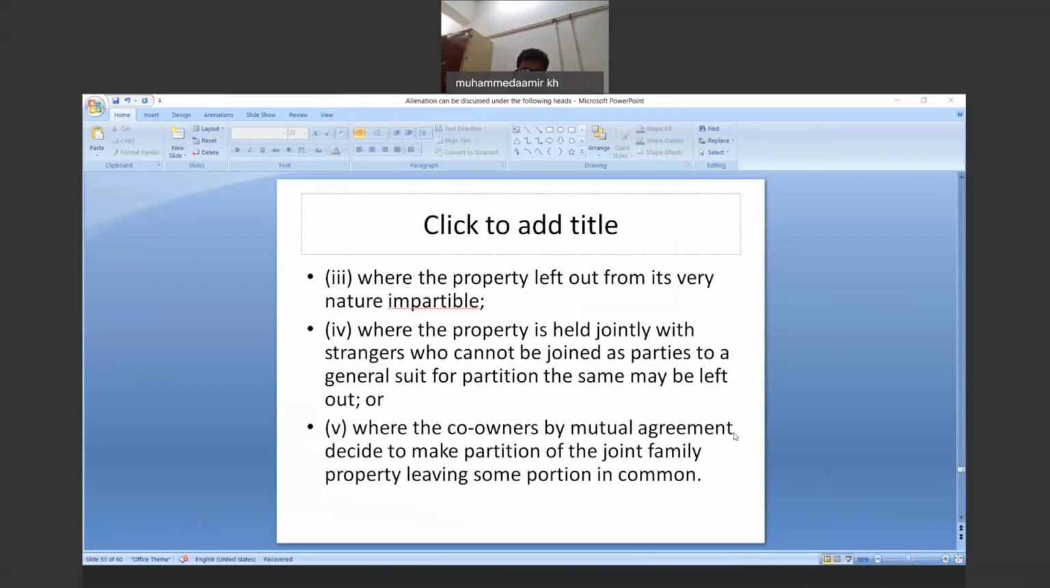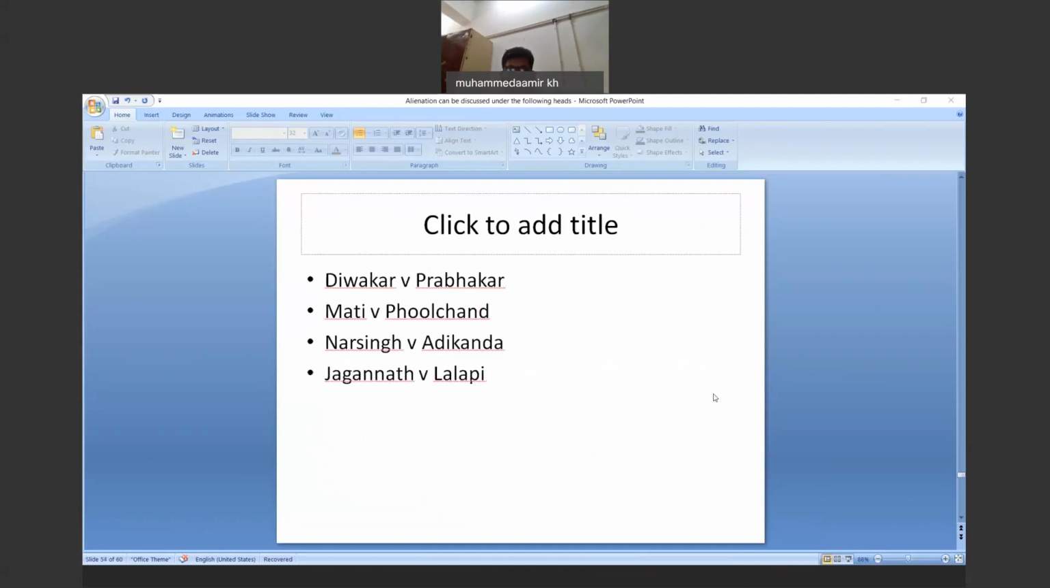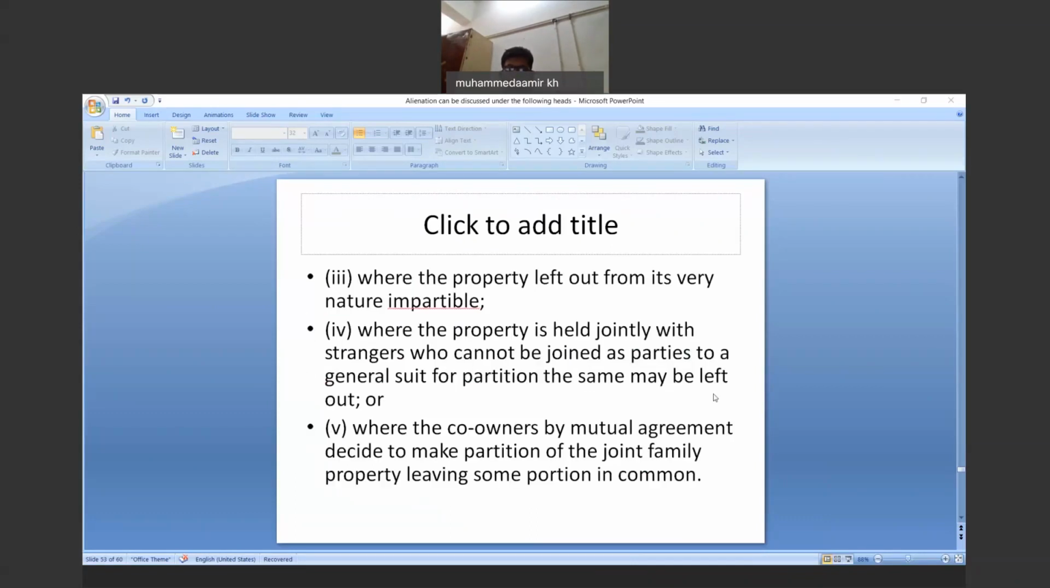where the property, from its very nature, is impartible. Where the property is held jointly with strangers who cannot be joined as parties to a general suit for partition, the same may be left out. Or when the co-owners by mutual agreement decide to make partition of the joint family property, leaving some portion in common. So these are the different instances which we have seen.